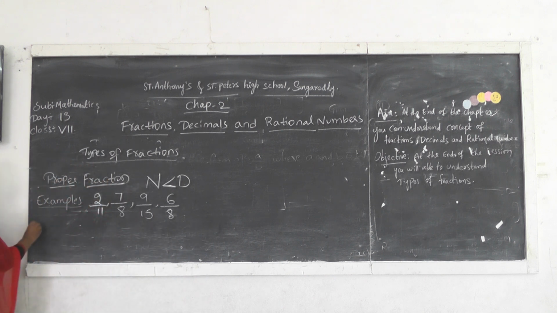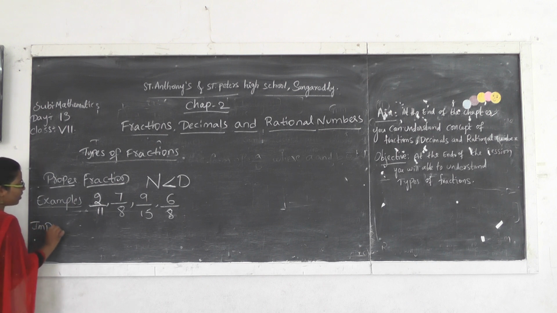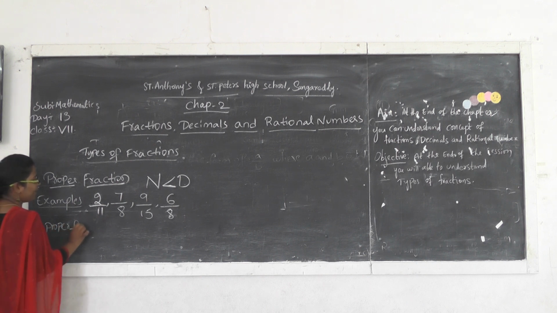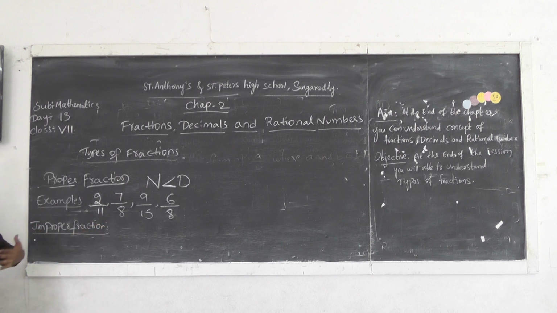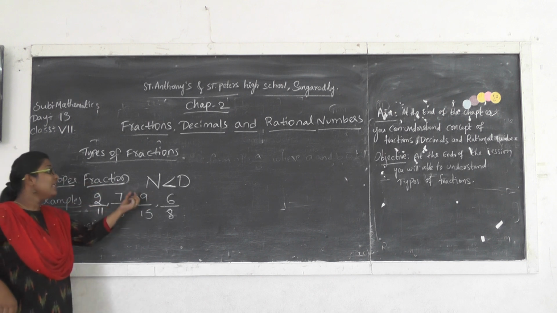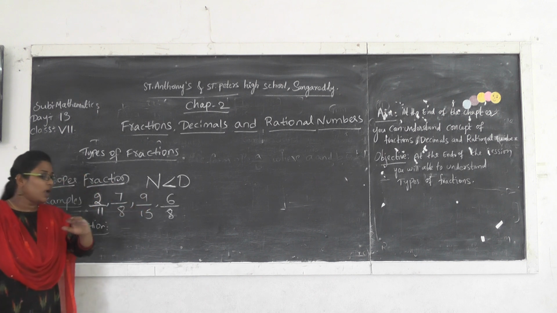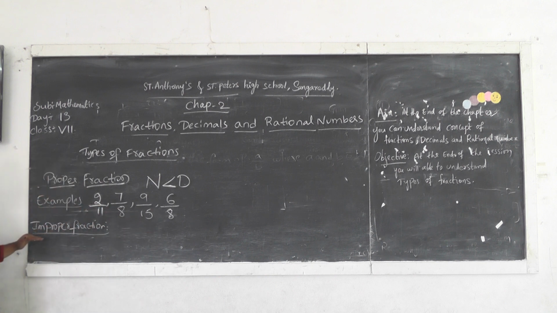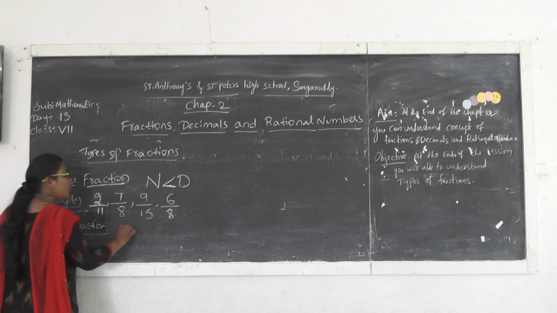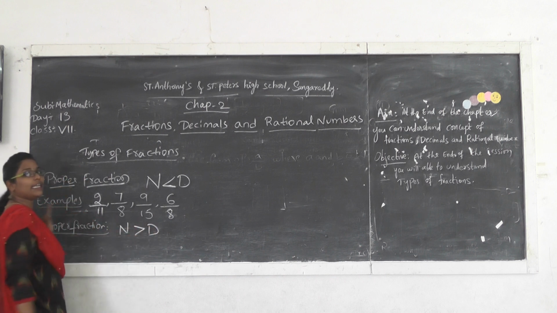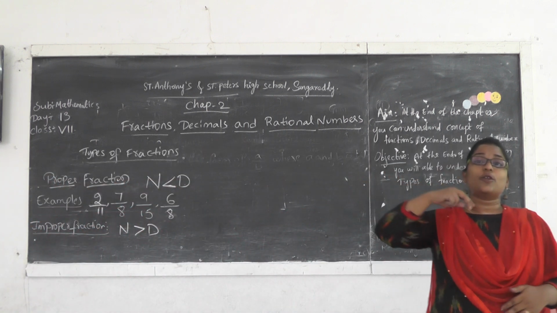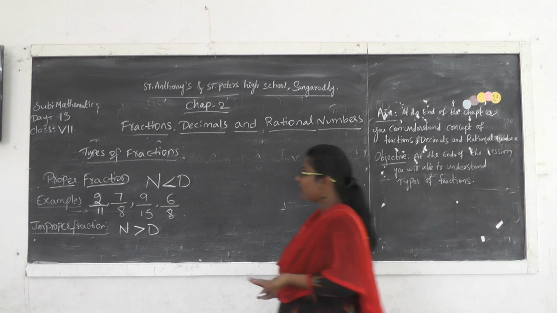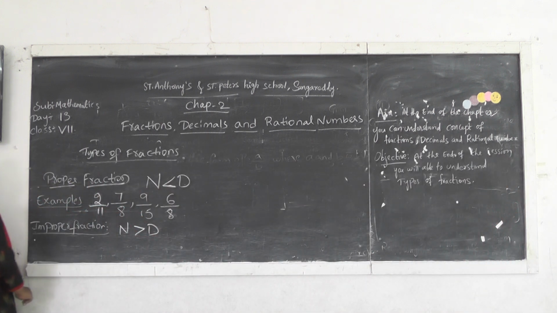Now next, improper fraction. What is meant by improper fraction? For a proper fraction, the numerator should be smaller than the denominator. Coming to the improper fraction, it is just vice versa. The numerator should be greater than the denominator.